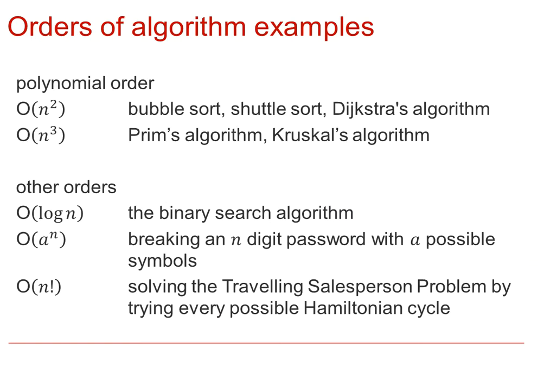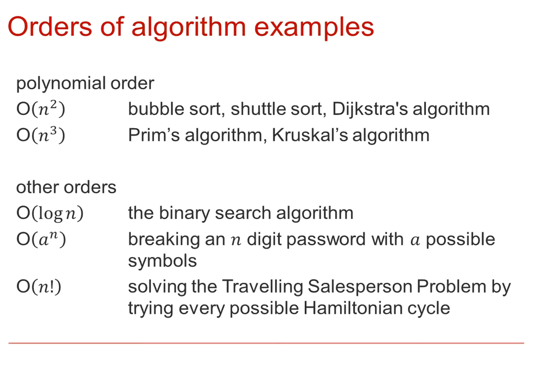Some examples of order for algorithms you have already met are here for polynomial order. Order of n squared is bubble sort, shuttle sort, and Dijkstra's algorithm, and order of n cubed, Prim's algorithm and Kruskal's algorithm. Note that you should ensure that you are familiar with these orders.